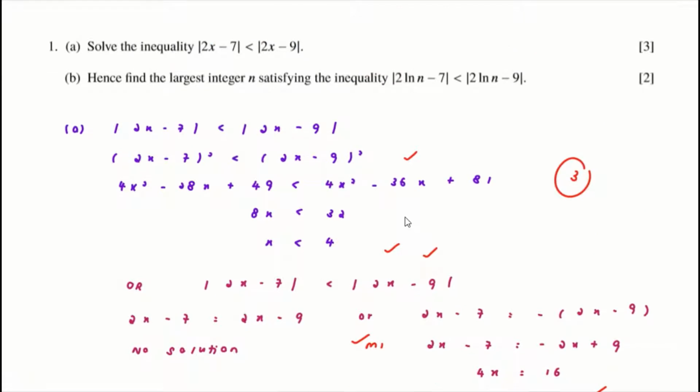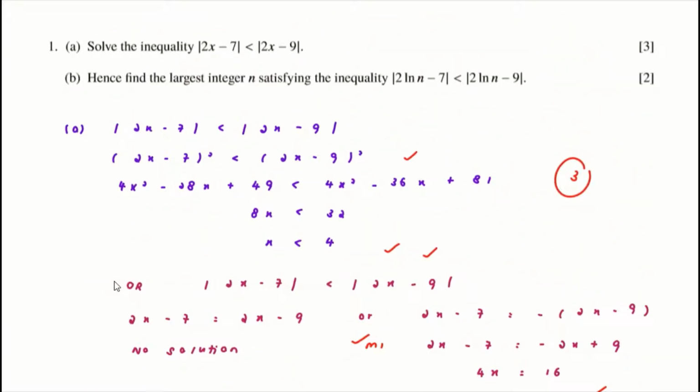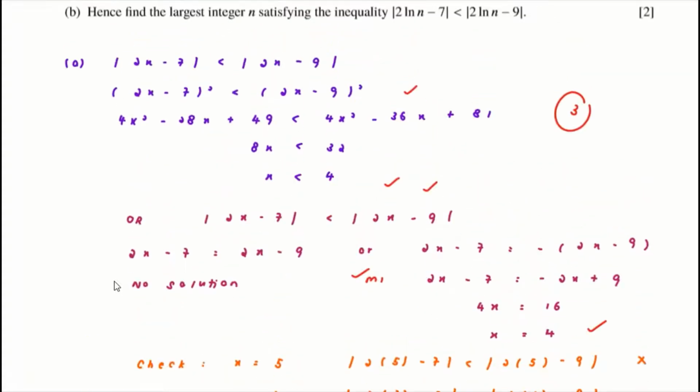Okay, so now let's look at the second one, B. Find the largest integer n satisfying the inequality 2 ln n minus 7, 2 ln n minus 9. So you'll realize here that it's just the ln n substituting or replacing the x here. So the first thing that you will need to realize here is that ln n is basically represented by the x. So the first thing you should know is ln n must be lesser than 4, because x is lesser than 4. Okay, I hope that you get what I mean.